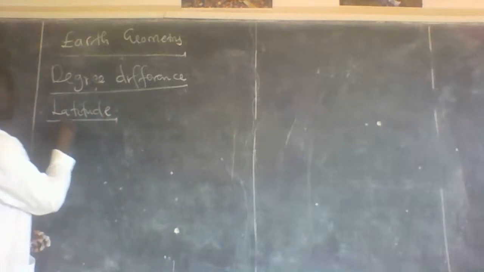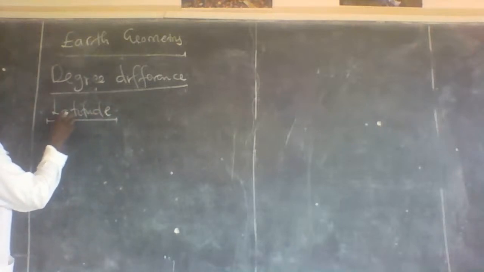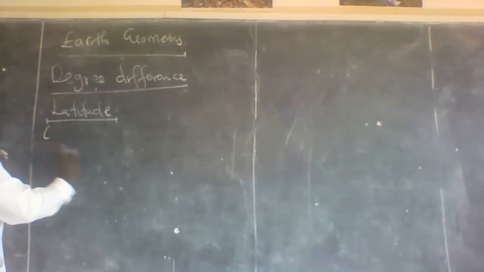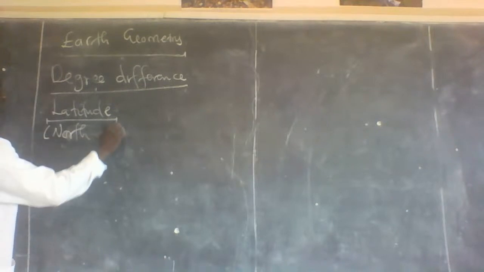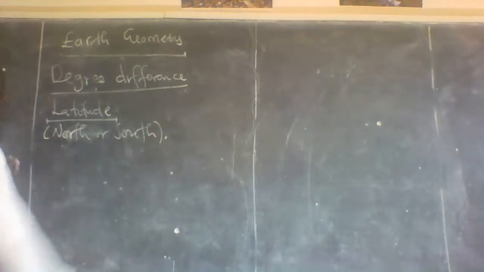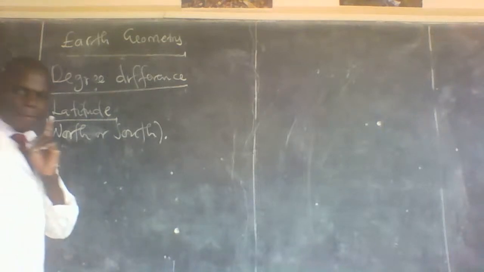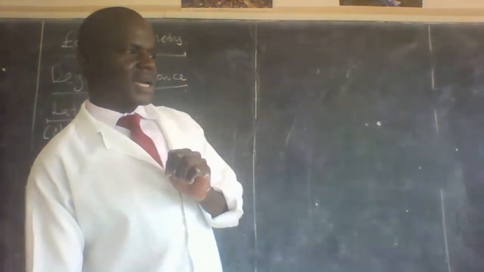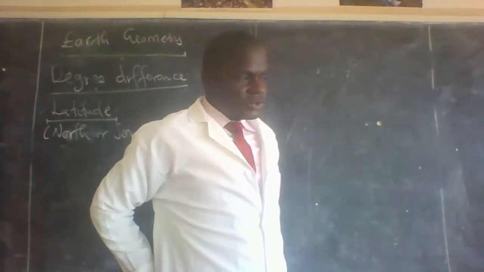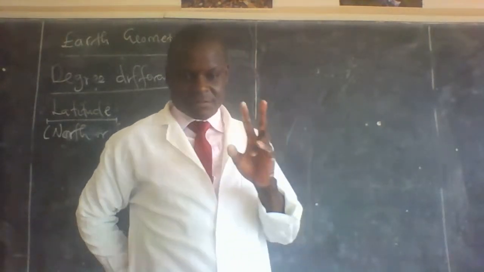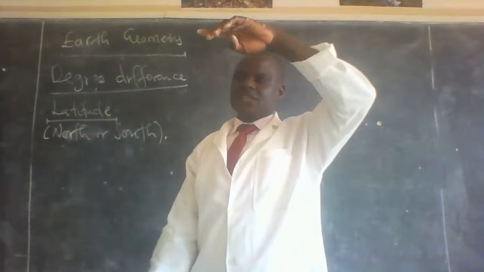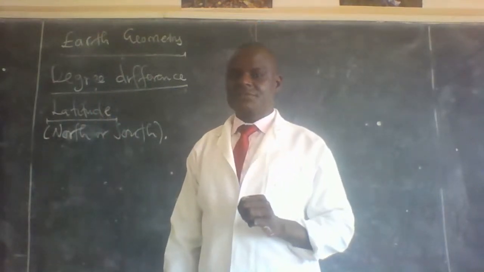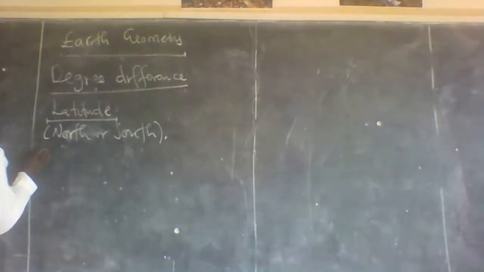How do we find the difference? Remember, I said these latitudes can either be north or south. So now, if you have a point sitting on two different latitudes, but one latitude is on the northern part and the other one is on the southern part, how do you find the difference? So that's the first point that I'm going to bring to you.